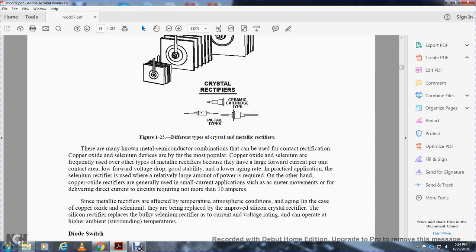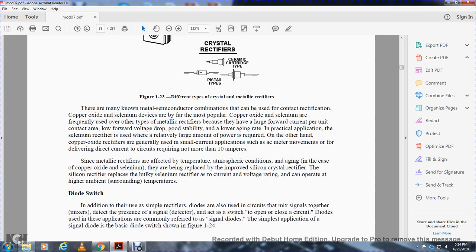In practical applications, selenium rectifiers are used where a relatively large amount of power is required. On the other hand, copper oxide rectifiers are generally used in small-current applications, such as AC meter movements, or for delivering direct current to circuits requiring more than 10 amperes. Since metallic rectifiers are affected by temperature and atmospheric conditions, and by aging, copper oxide and selenium are being replaced with the improved silicon crystal rectifier.